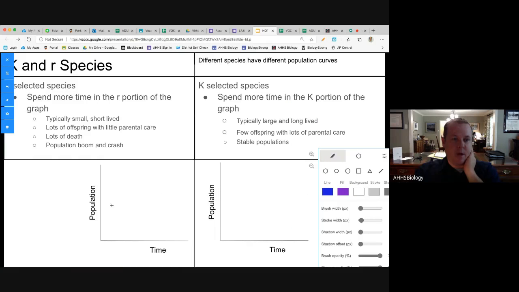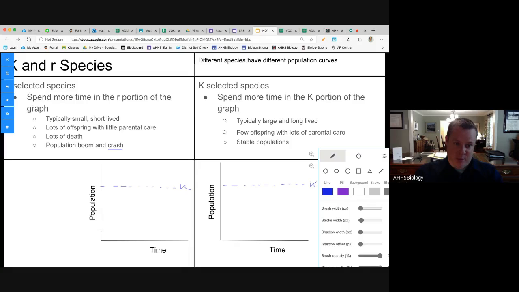But if they spend more time in the R, and let's put the same thing right here, K is right there. If they spend more time in the R portion of the graph, they are probably small organisms, relatively speaking. They might be short-lived. They have lots of offspring with little parental care, so think about the salmon. Lots of death in certain situations, but also populations can boom really big and really fast. But that also means they crash, probably because they harm the environment in some way.